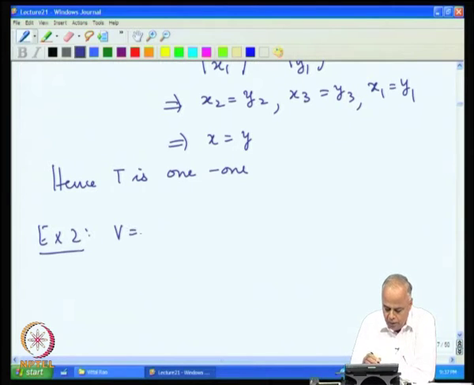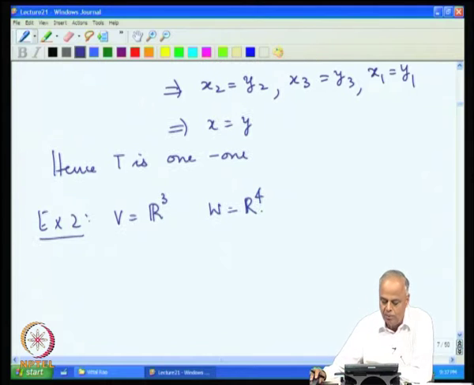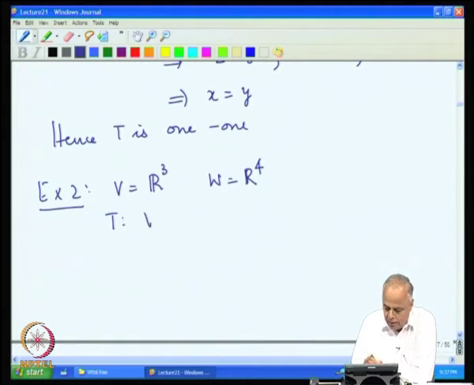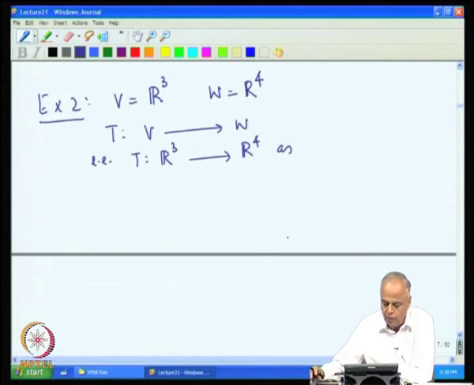Let us take V to be R3 and W to be equal to R4. Notice here that the dimension of V is 3 and the dimension of W is 4. In this case, the dimension of V is strictly less than the dimension of W, and it still satisfies the a priori requirement that the dimension of V must be less than or equal to the dimension of W. Now, let us define a linear transformation from V to W, that is T from R3 to R4 as follows.